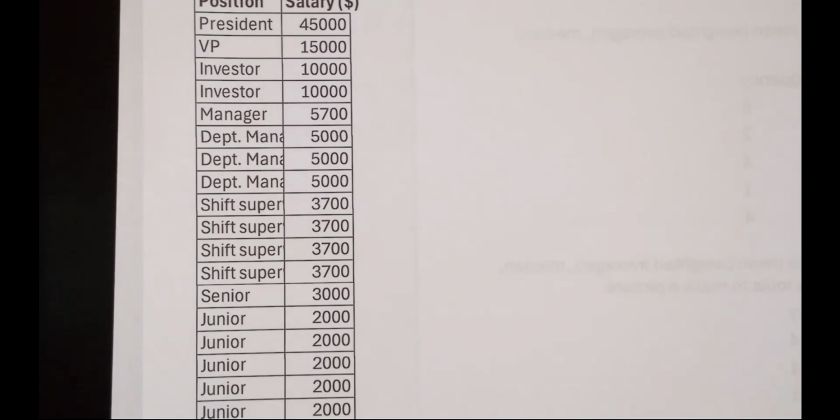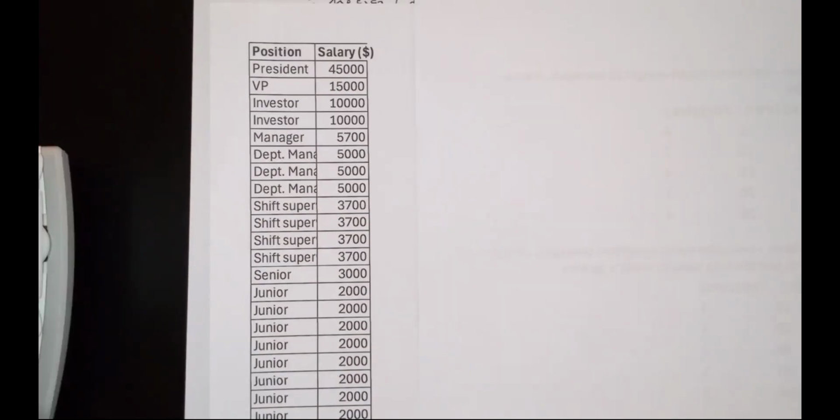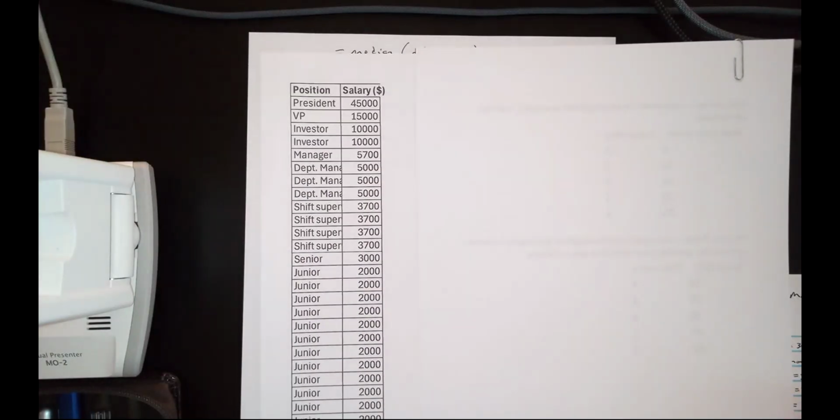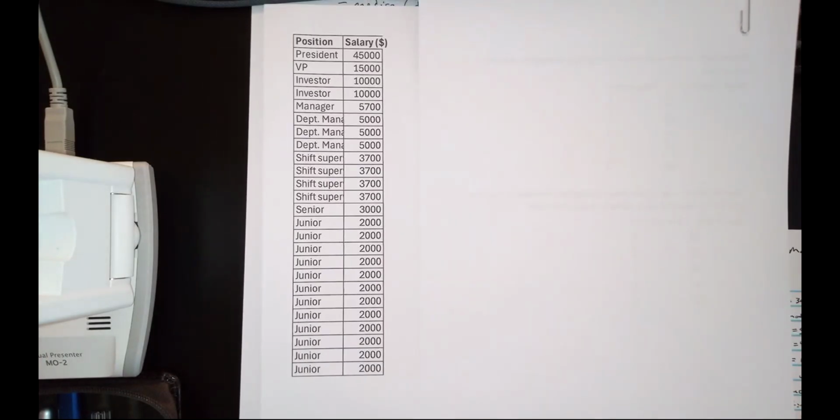This list of salaries comes from a book written in the 50s by a guy by the name of Darrell Huff called How to Lie with Statistics. A company has the following number of people in each position, and this is their pay scale.